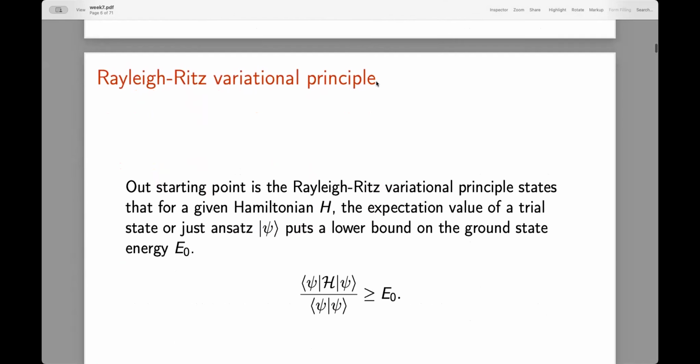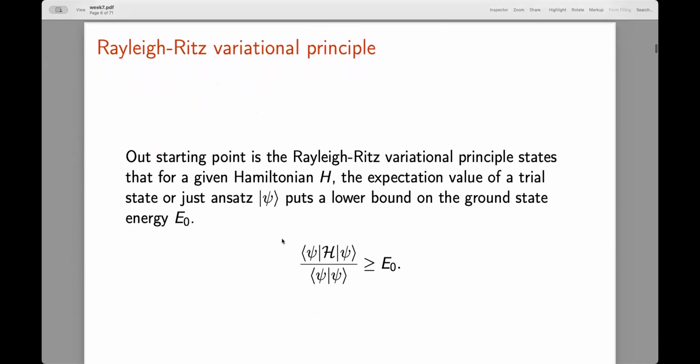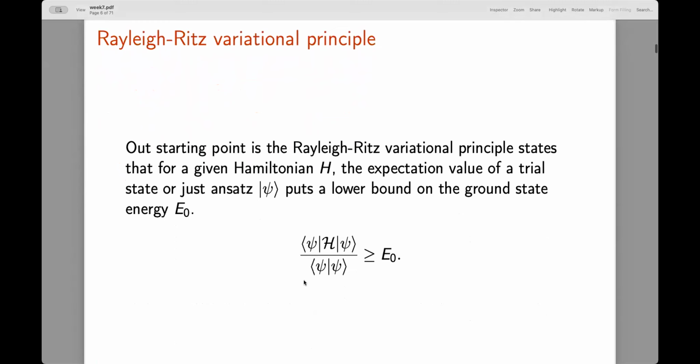So the basic principle is the variational principle. This is nothing but your eigenvalue problem rewritten. You have to find the eigenvalues of this matrix. And there's something called the Rayleigh-Ritz variational principle, which simply states that for a given Hamiltonian, the expectation value of a trial state or ansatz puts a lower bound on the lowest lying state. If you go into textbooks on, let's say, linear algebra and eigenvalue solvers, you will see this Rayleigh-Ritz quotient, as it's called, this expression on the left-hand side.